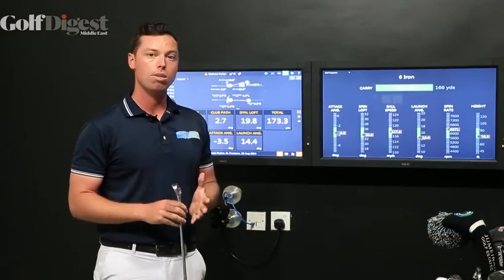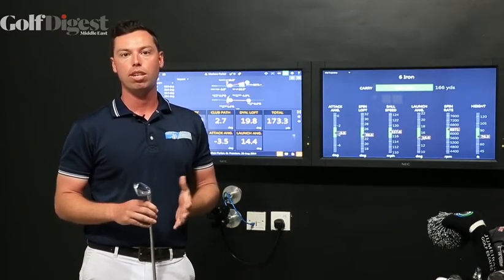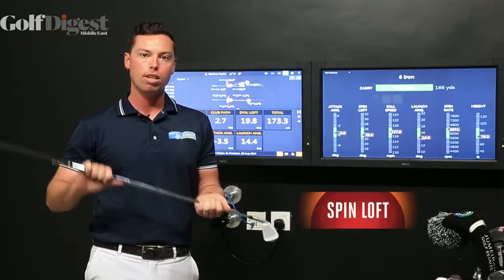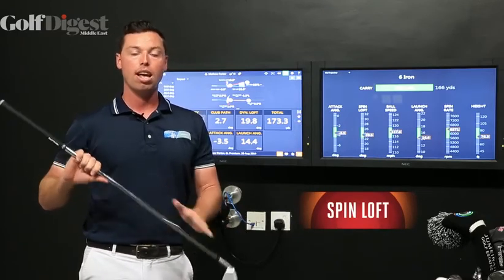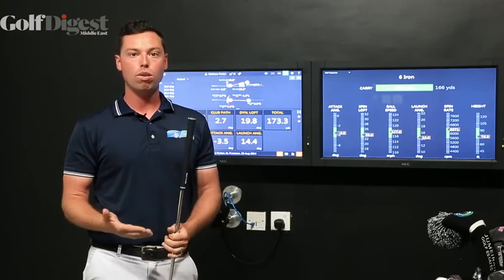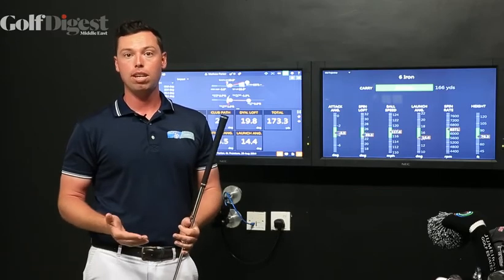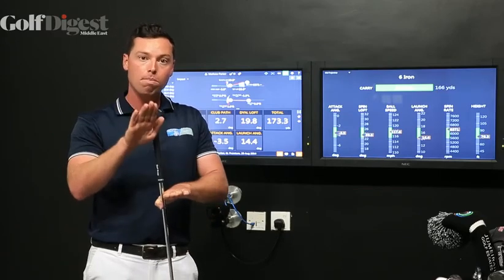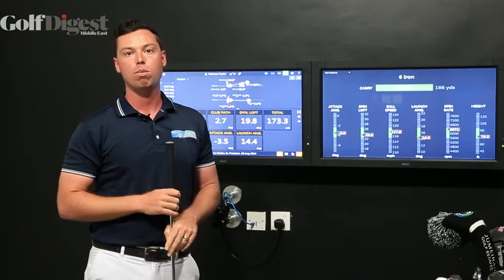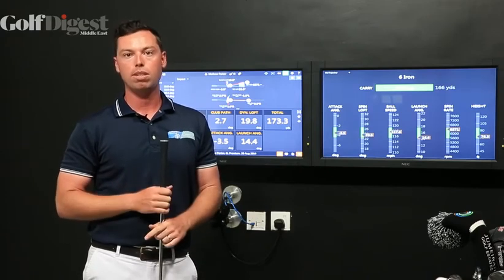So one of the biggest things we're talking about today is the modern day term for compression, and that's the term of spin loft. And what that is, that's the difference between your angle of attack and the dynamic loft of the club at impact. So if you've got someone who's got, say for example, a very high club head speed, they need to get that gap between the angle of attack and the loft to the right level so that it's going to get the ball flying with the correct spin levels and ball speed to get this optimum distance.